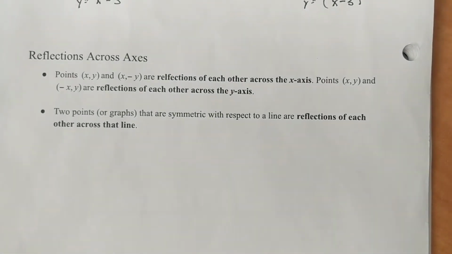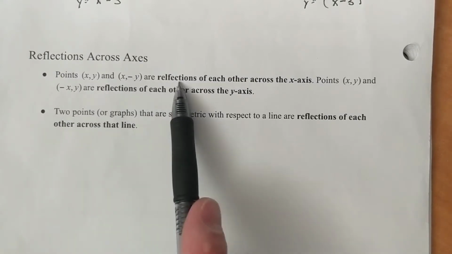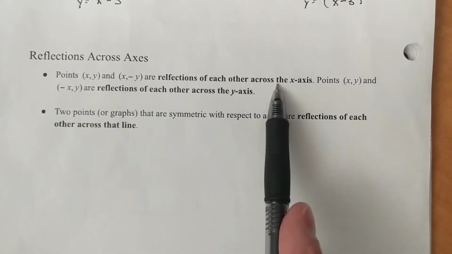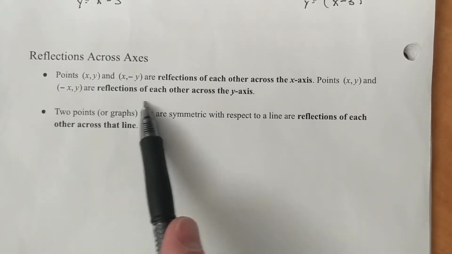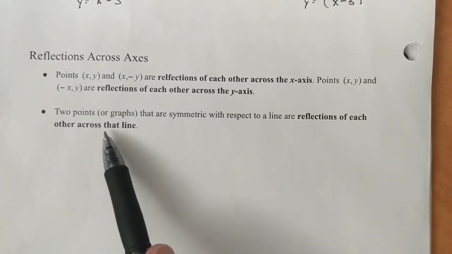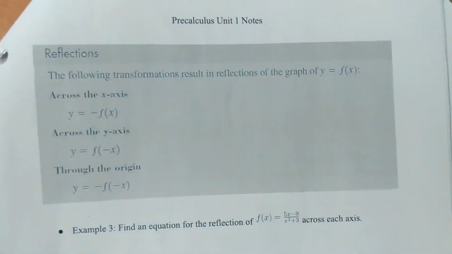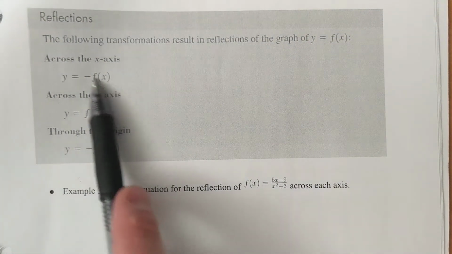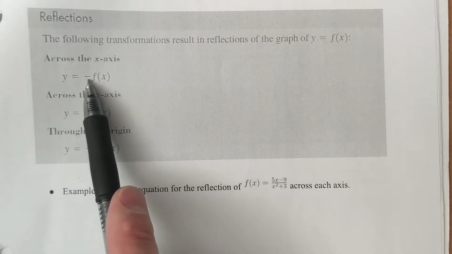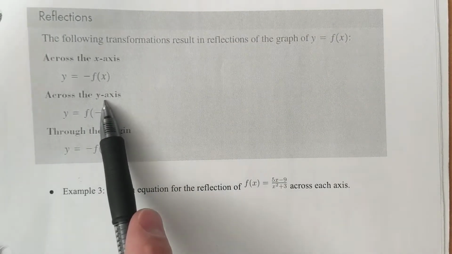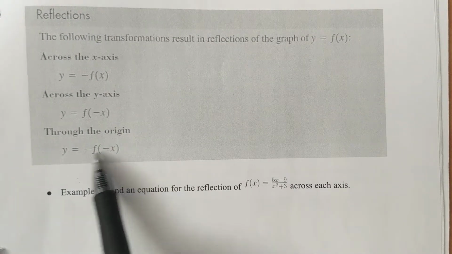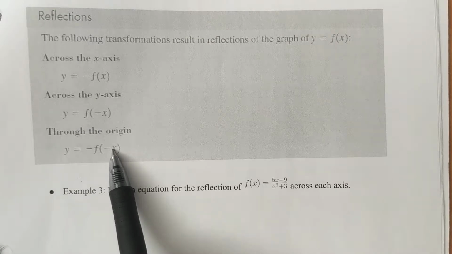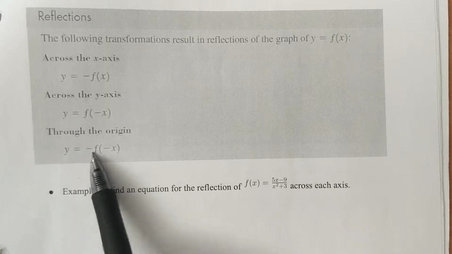All right, so we have reflections. These 2 points are reflections of each other across the x-axis. So x-axis reflections flip the y's. If you change the sign on the x's, you reflect across the y-axis. So that's how reflections work. On the flip side here, you have how to do it with equations. If you need to reflect across the x-axis, you multiply everything by a negative value. If you reflect across the y-axis, you replace all x's with negative x's. And if you reflect across the origin, you replace all x's with negative x's and multiply everything by negative 1.